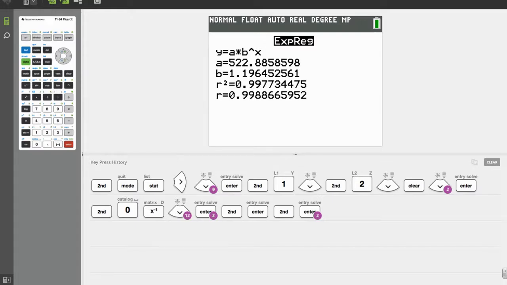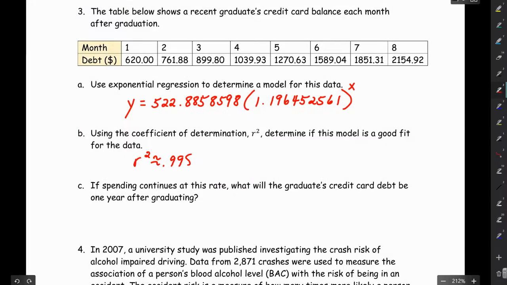So we want to write down what the r squared value is, and we'll round to 3 decimal places here. So 0.998, let's write that down. And we want to determine if it's a good fit. Well, the closer we are to 1, the better the fit. So it says, is this model a good fit? And the answer would be yes, it's almost a perfect fit.